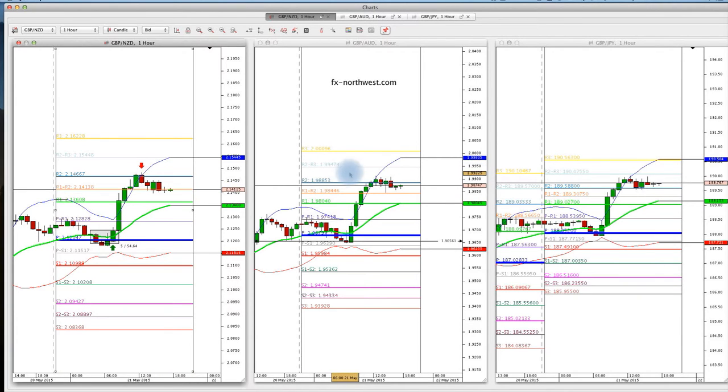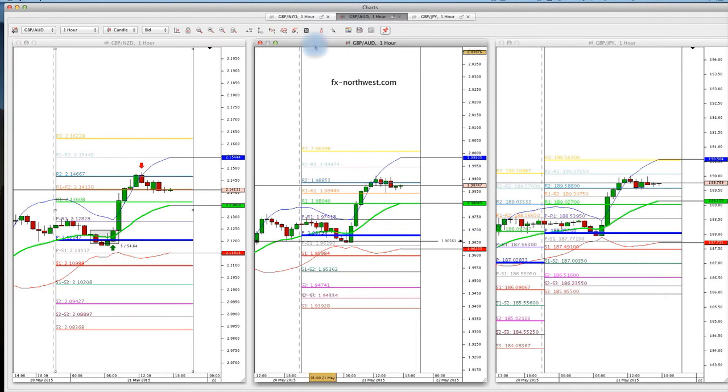Okay. Same thing on pound Australian dollar. Price came back down to support, broke the central pivot point. That would be your entry right there in this candle. And you're staying in as long as price is above this central Bollinger Band.